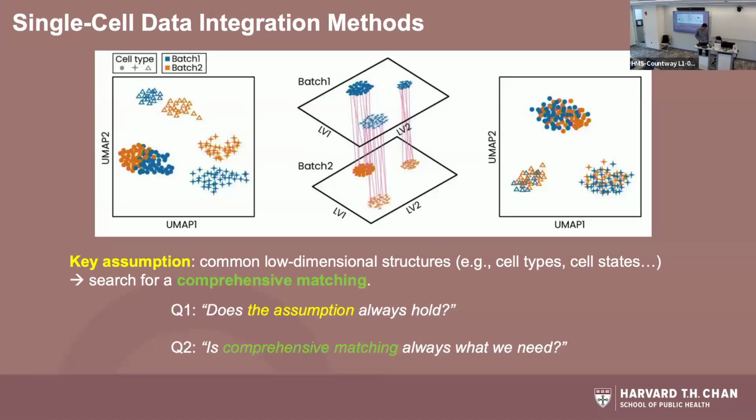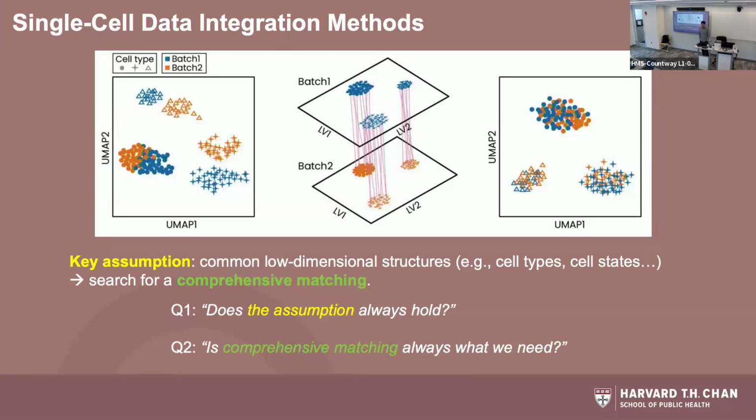However, despite its power in many existing analyses, people in the community are now starting to reflect on whether these assumptions really hold for every single analysis that we encounter. First of all, does this assumption always hold? Meaning, for any data sets that we want to integrate together, is it really true that they all contain the same low-dimensional structure of interest?